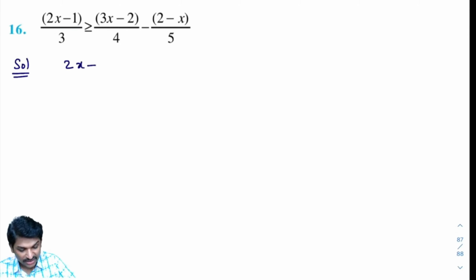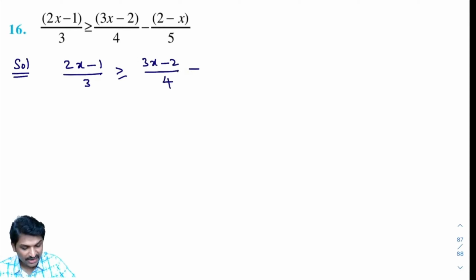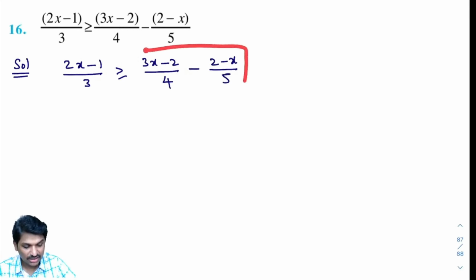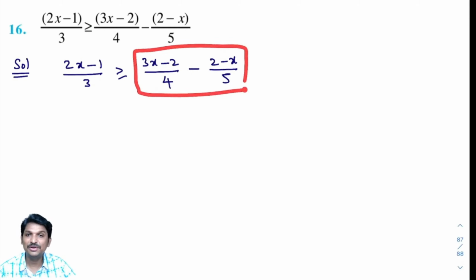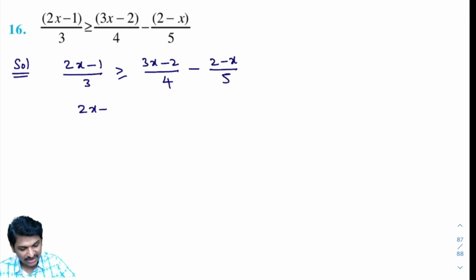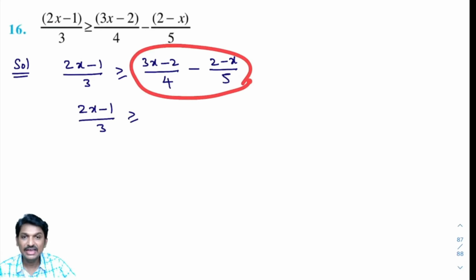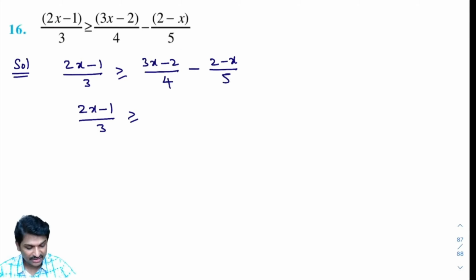What is given? 2x minus 1 divided by 3 is greater than or equal to 3x minus 2 divided by 4 minus 2 minus x divided by 5. I have just written the given inequality. To solve this inequality, first I'll simplify this right hand side part. So how to simplify? LCM. 4 5s are 20.